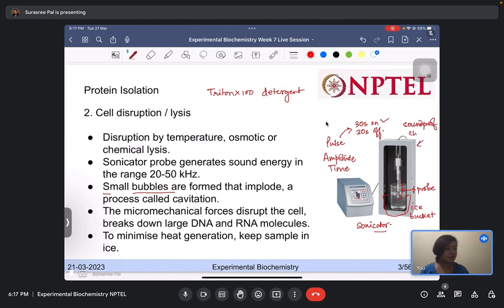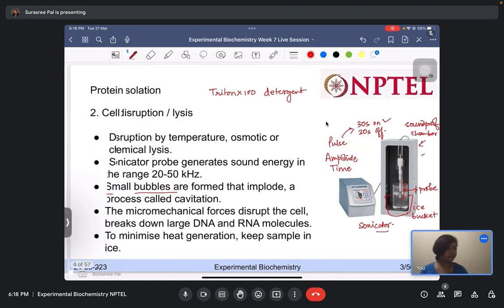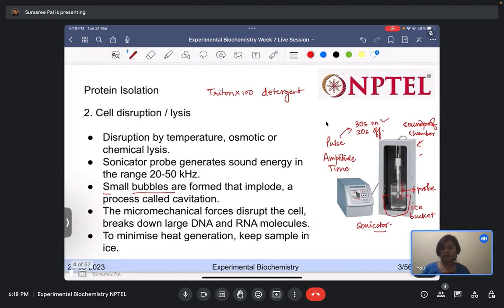Since it is ultrasound, it is not good for our ears, so we usually put the sonicator probe in this soundproof chamber, and then we allow the sample to be sonicated so that the bacterial cells can be lysed by this sonication method. Of course, after we lyse the bacterial cell, all the proteins and all other molecules of the cell will come out in the solution.